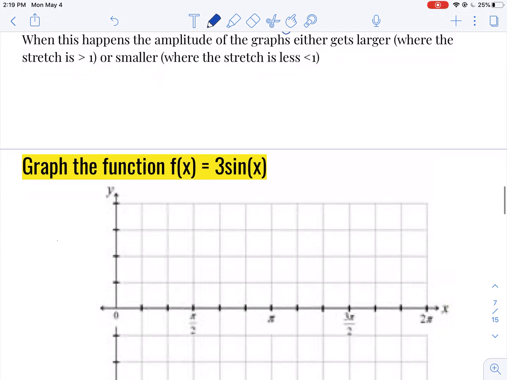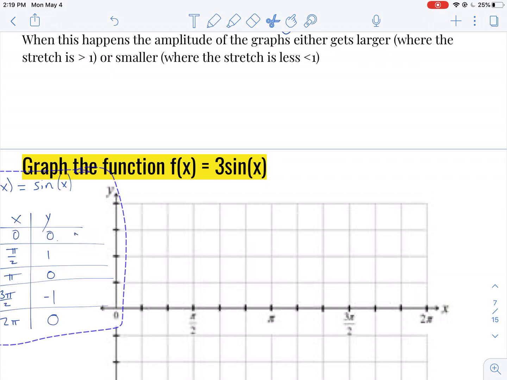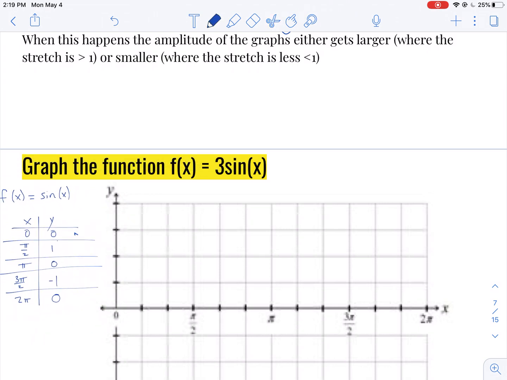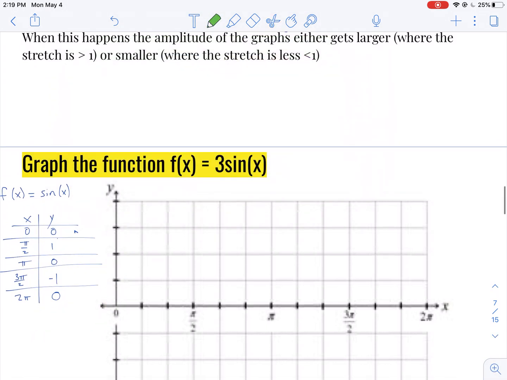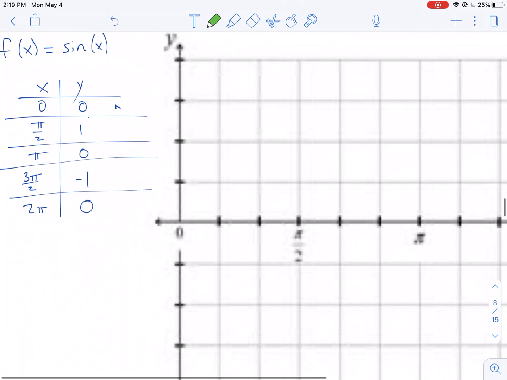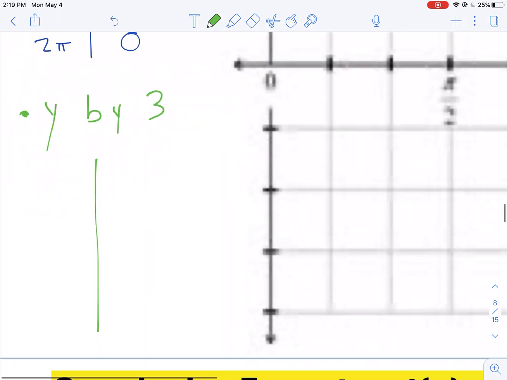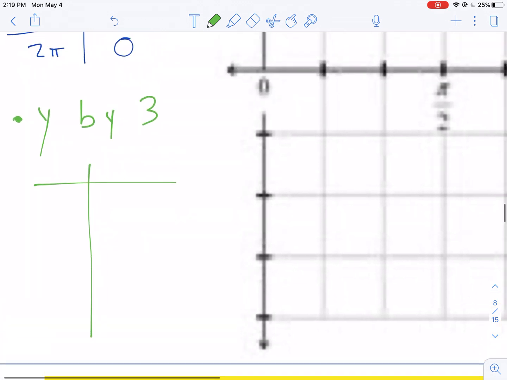So if we want to think about our original chart that we had, if I've got f of x is equal to the sine of x, well, what I'm doing is a transformation, and I'm multiplying the y values. Let's actually change this to a dot so it doesn't look like xy. I'm going to multiply my y values by 3. So now I've got a new table of values that I can create.